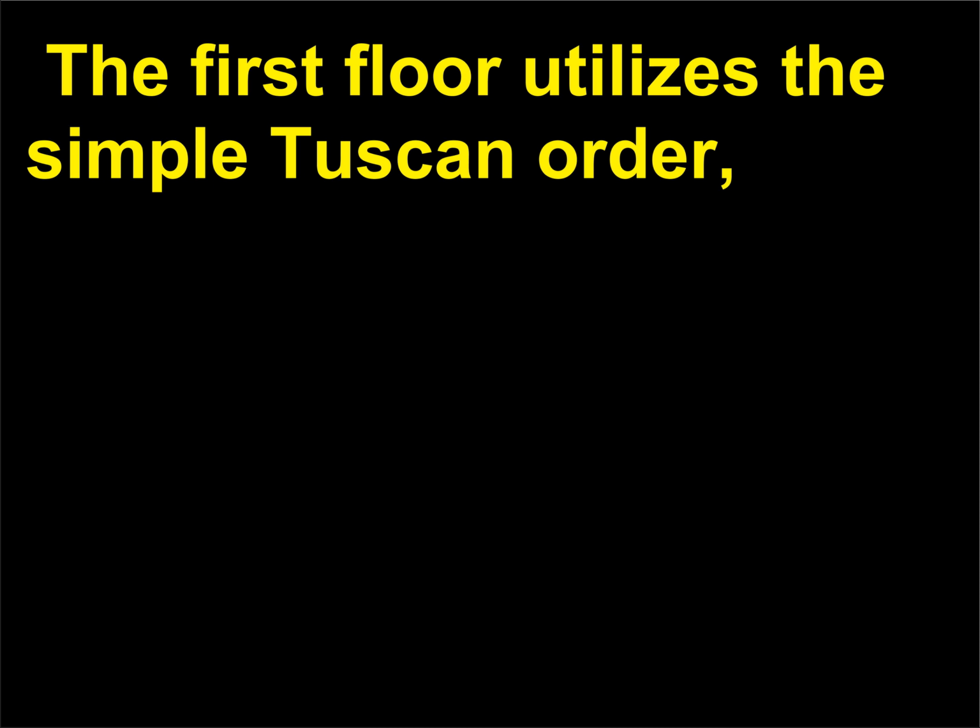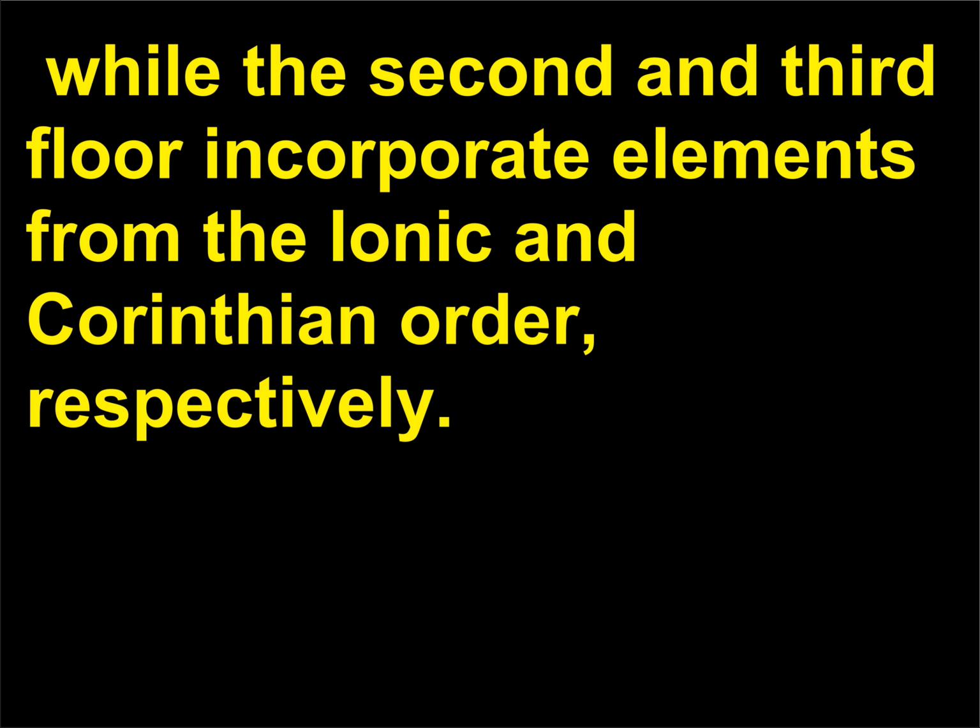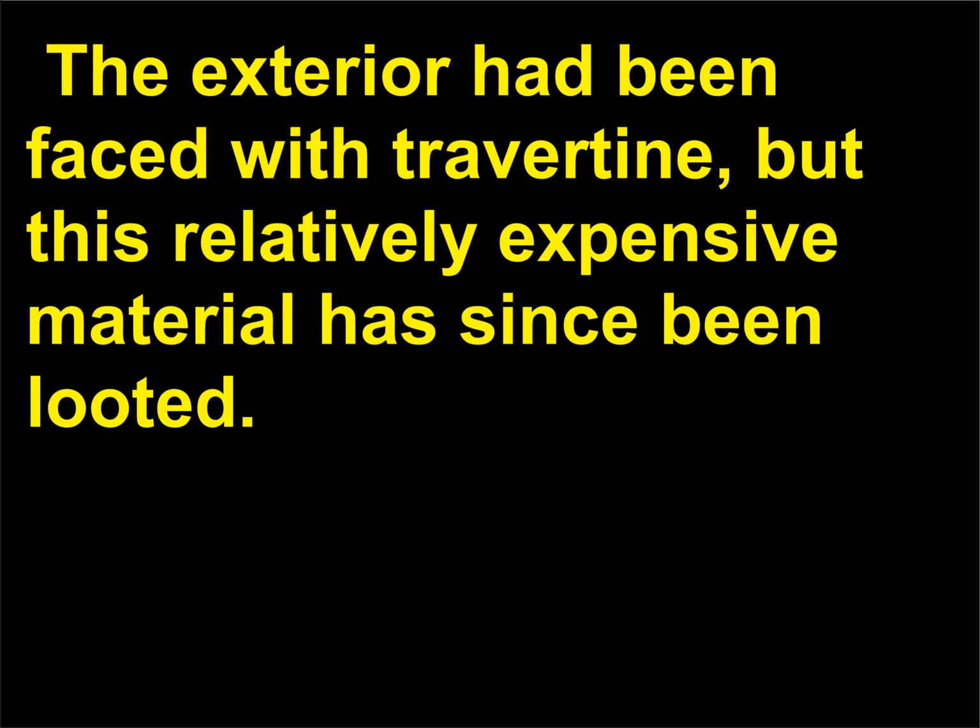The first floor utilizes the simple Tuscan order, while the second and third floor incorporate elements from the Ionic and Corinthian order, respectively. The exterior had been faced with travertine, but this relatively expensive material has since been looted.